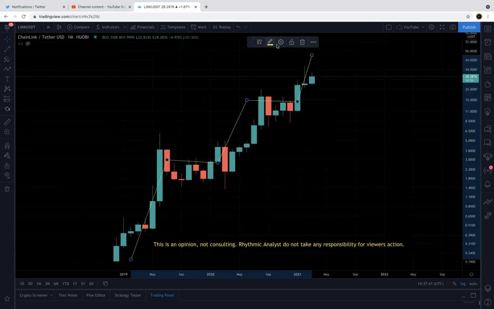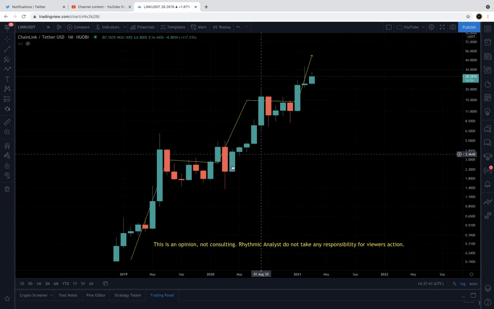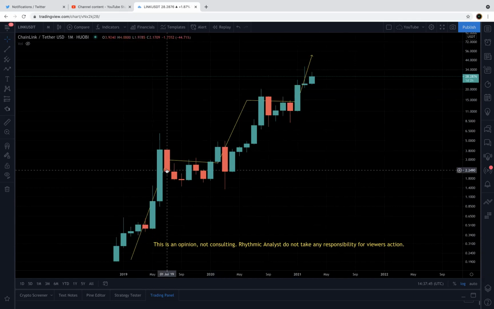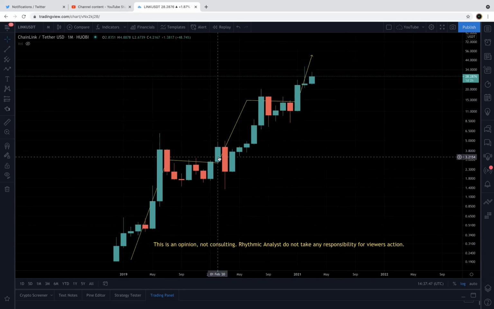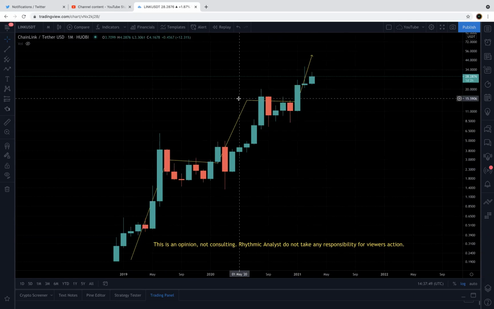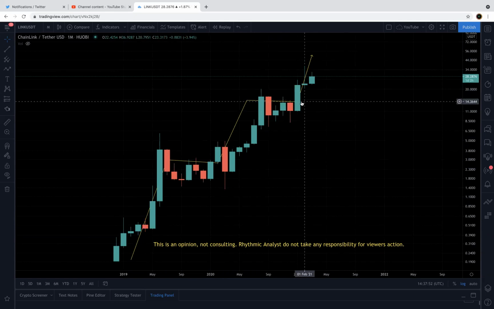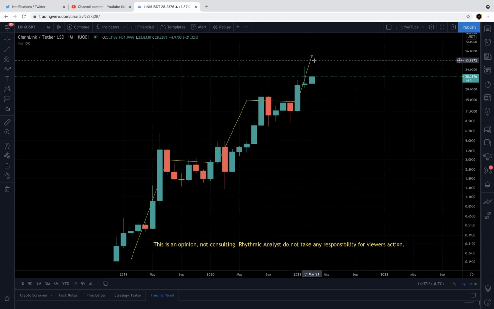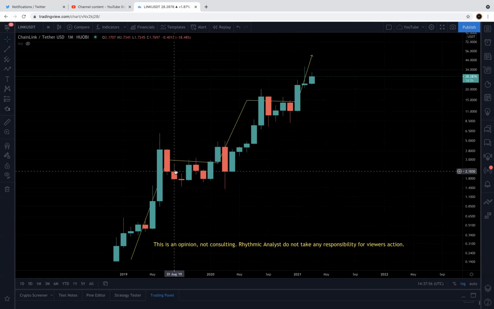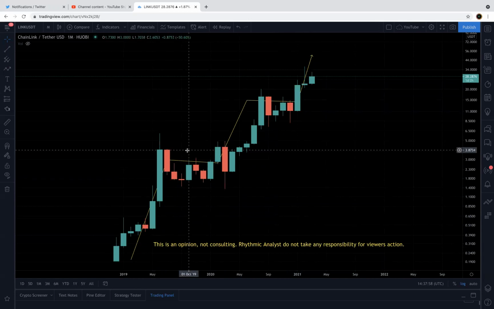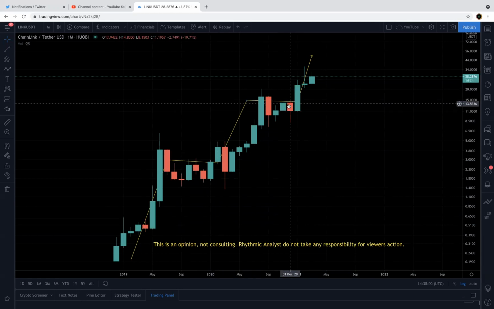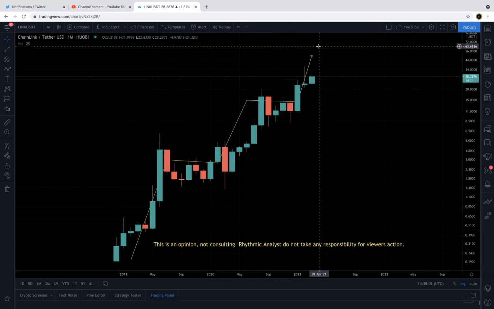Let me highlight with a different color. So this is how it looks: uptrend, then a consolidation phase, uptrend, consolidation phase, and uptrend. There's an overall uptrend for sure, but within it you can see these different phases. There is a major consolidation, and now an uptrend again.